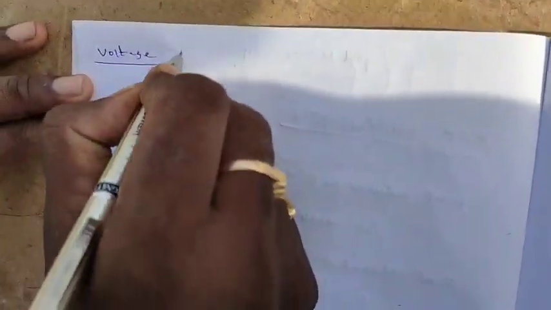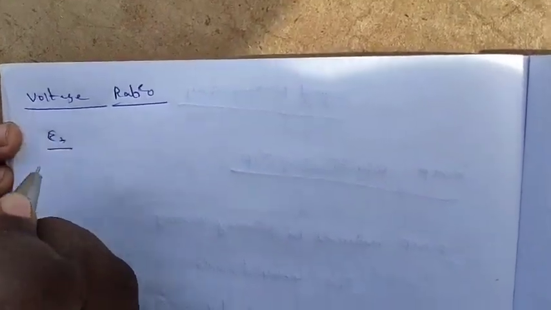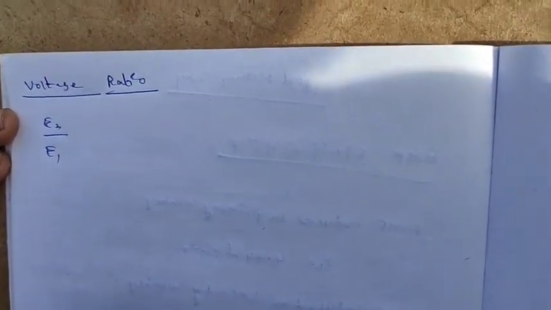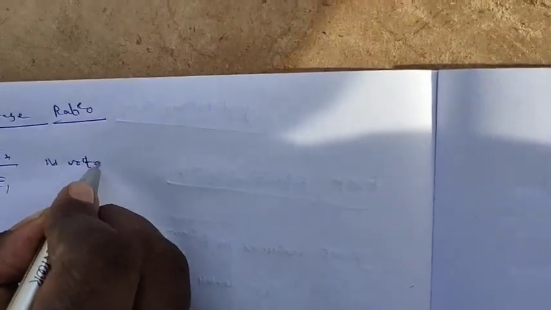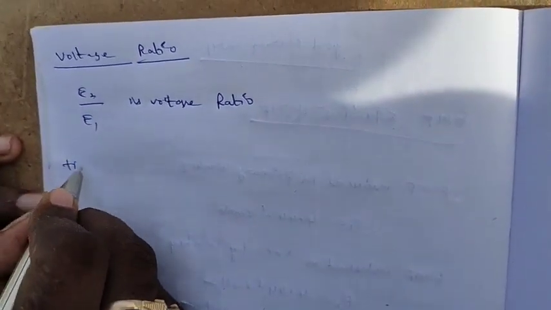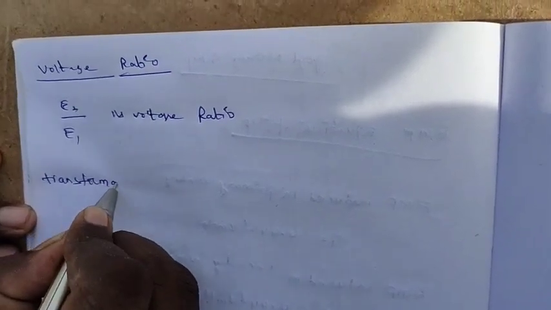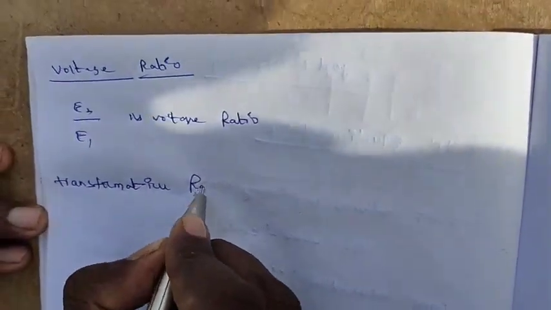This is voltage ratio. The ratio of secondary voltage to the primary voltage is called voltage ratio. Similarly, we have transformation ratio.